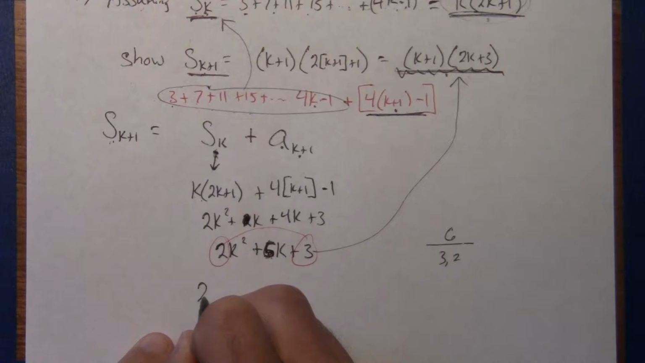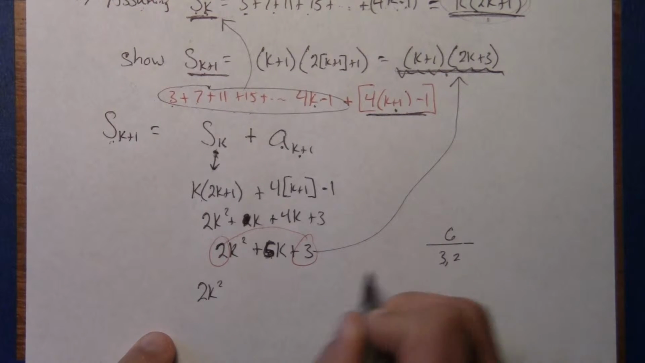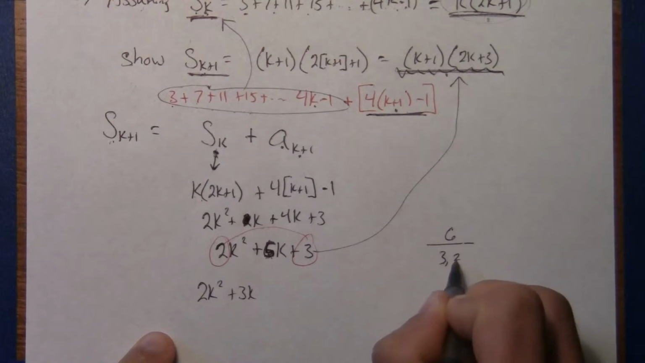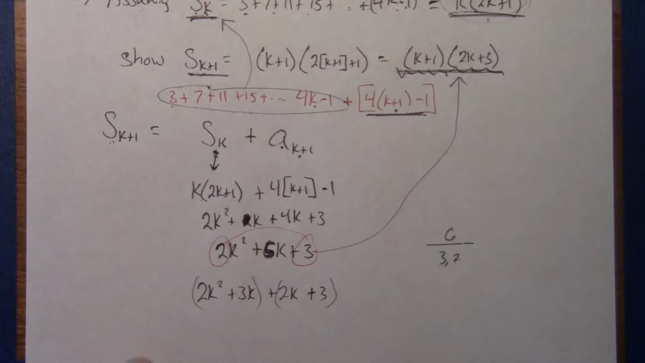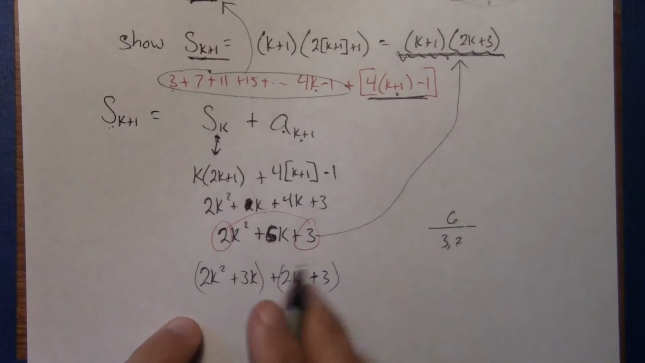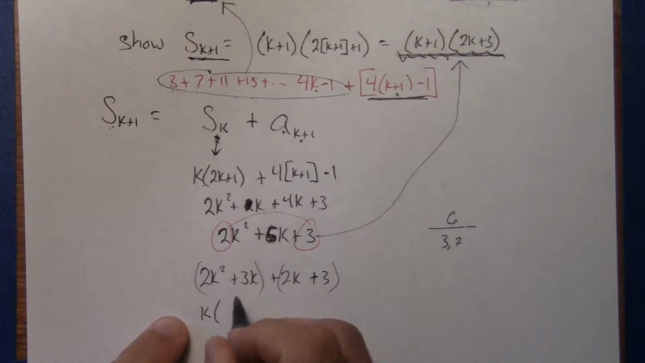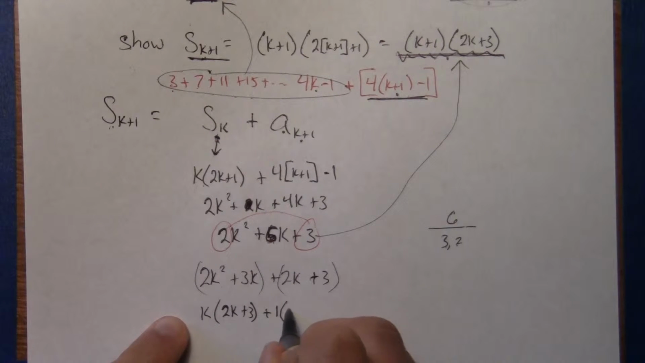And so then we would say it's 2k squared plus 3k plus 2k, or you can do those in reverse order if you want, plus 3. Factor by grouping. Factor out what the first one has in common. They just have a k in common. That would leave me with 2k plus 3. Second one doesn't have anything in common, but something has to get factored out, so you factor out 1.